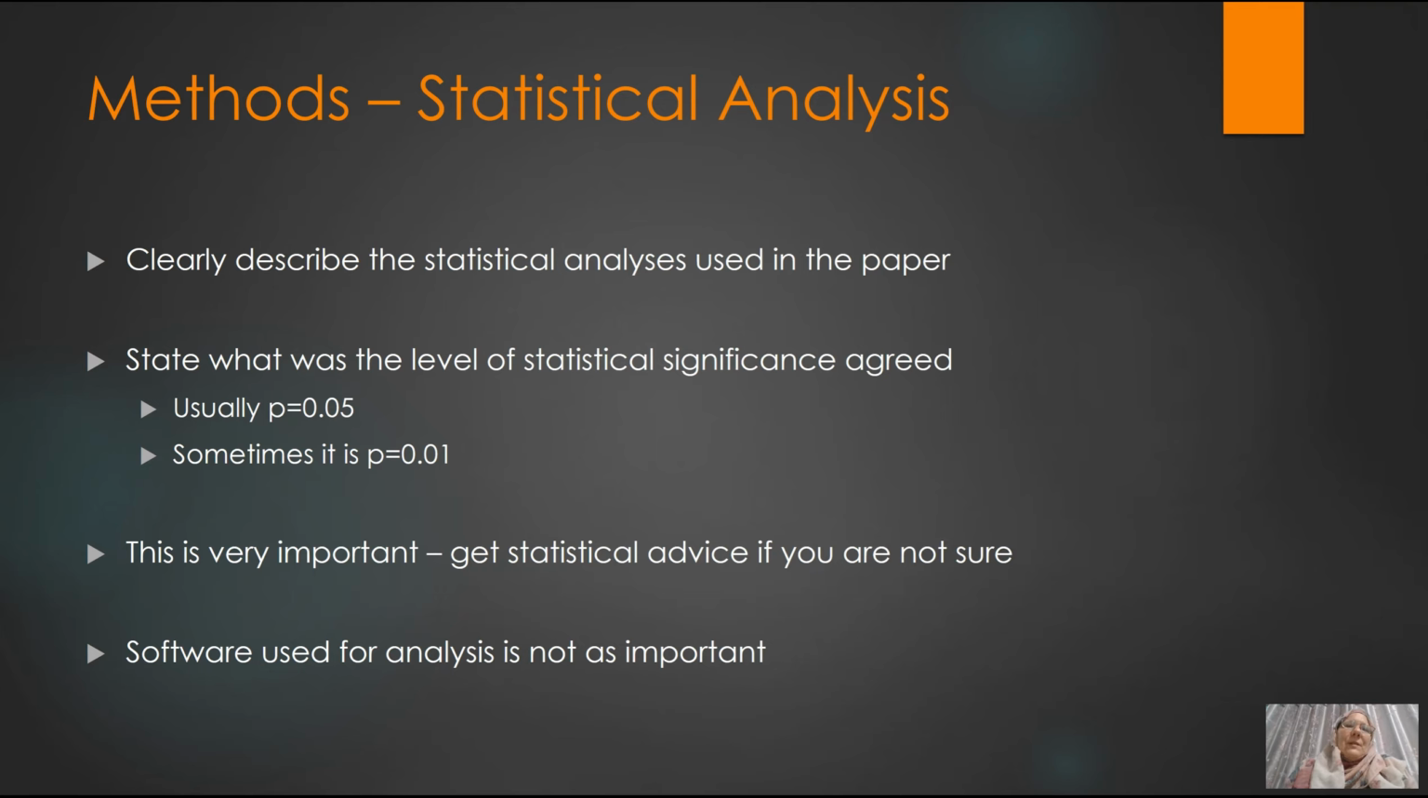Another very important part of the methods is the statistical analysis. Here you have to clearly describe the statistical analysis that you applied in your paper. You have to say what was the level of statistical significance that was agreed, which usually is p 0.05, sometimes it's p 0.01. I want to give a slight warning, though, about these levels of statistical significance.